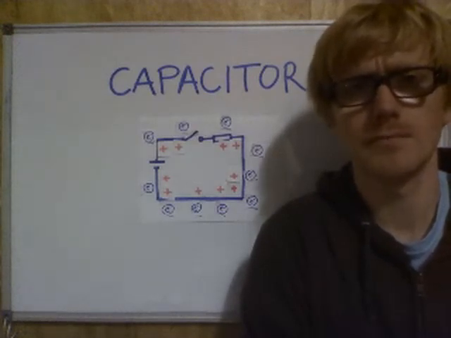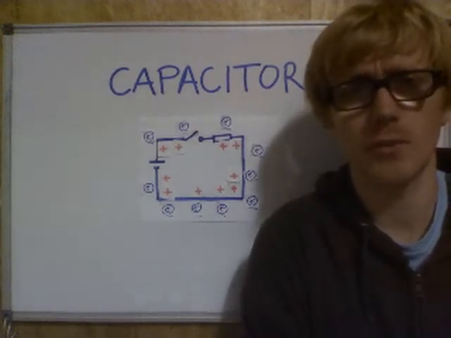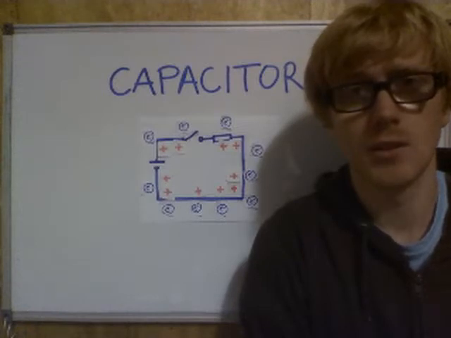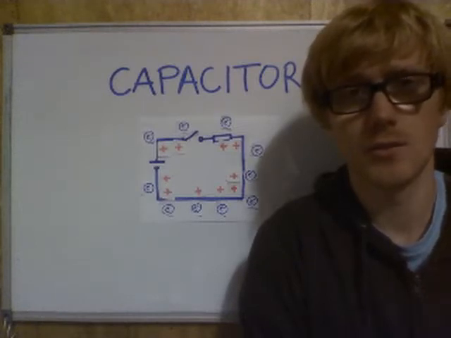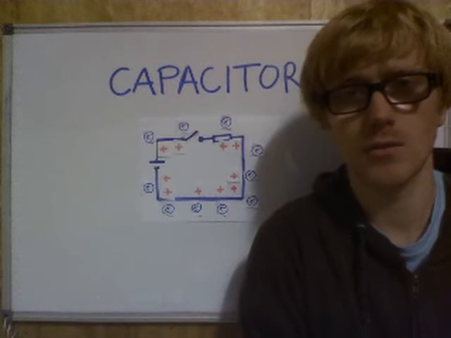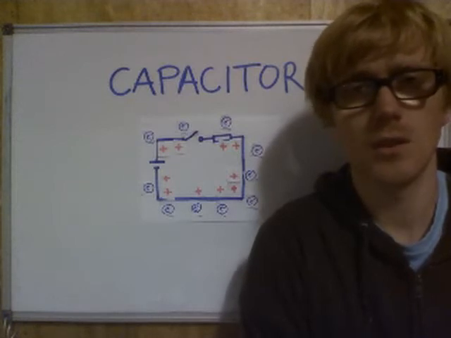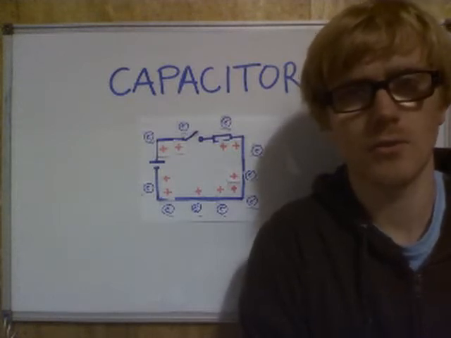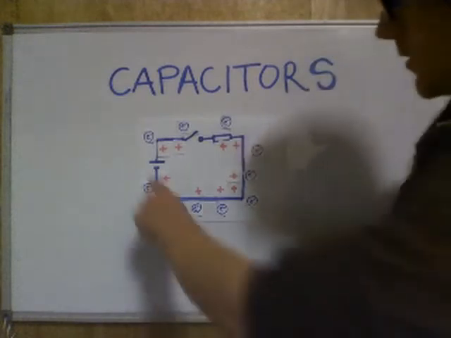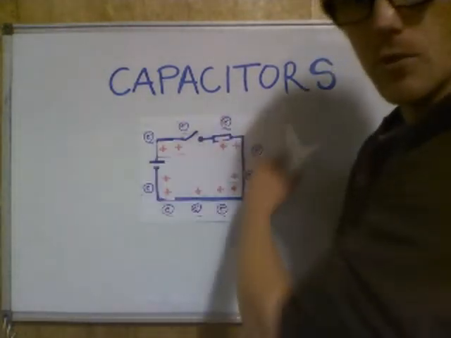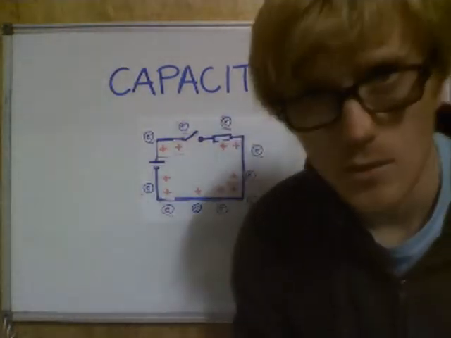Okay, did you spot the deliberate mistake with that last video? I'm not going to film it again because it took ages, but the problem was the electrons were actually flowing in the wrong direction. They're supposed to flow from negative to positive, and I had them flowing from positive to negative. Don't make that mistake.